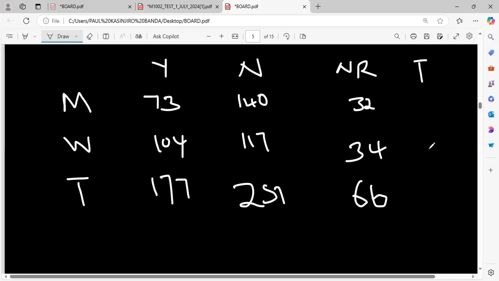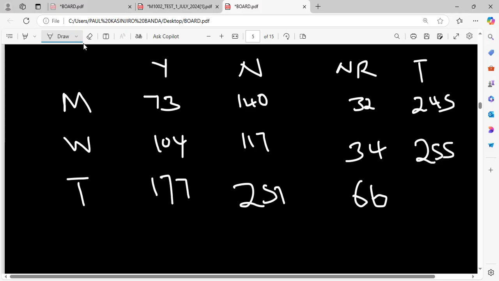Now let's add all this row here to find the total there. It will be 73 plus 140 plus 32, and I'm going to get 245 here. What about if I add this row here? We're going to have 104 plus 117 plus 34, which is equal to 255.